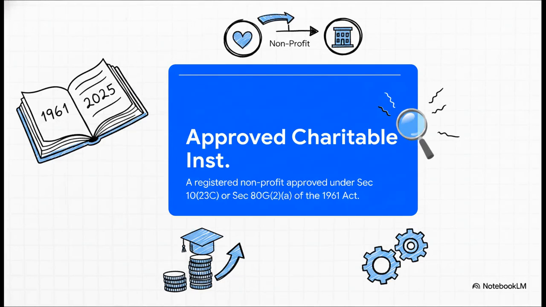Let's look a little closer at that third condition. What exactly qualifies as an approved charitable institution? Well, the Income Tax Act 2025 explicitly defines this to ensure there's no ambiguity. It refers to a registered nonprofit organization that was approved earlier under the provisions of Section 10(23C) of the Income Tax Act 1961, or an institution referred to in Section 80G(2)(a) of that same 1961 Act. This brilliantly illustrates how the new Act references established, familiar classifications from the old Act just to maintain that regulatory consistency we all rely on.